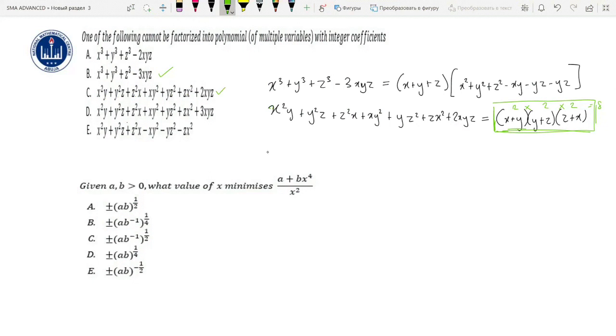Then option D, x squared y whatever. So the sum of coefficients here is 9. So we should be expecting some factorization, maybe in terms of brackets, such that the product of the sums of coefficients of the first bracket and the second bracket is 9. So we're expecting 2 brackets to have 3 and 3, or either one bracket having 1 and the other one having 9.